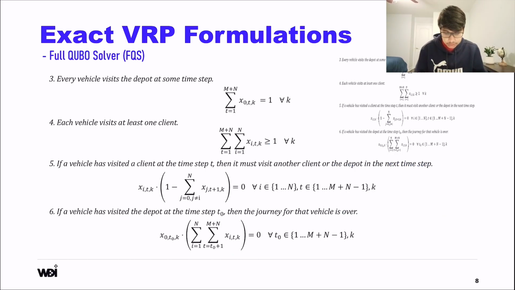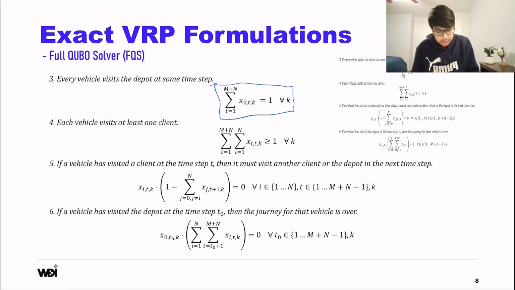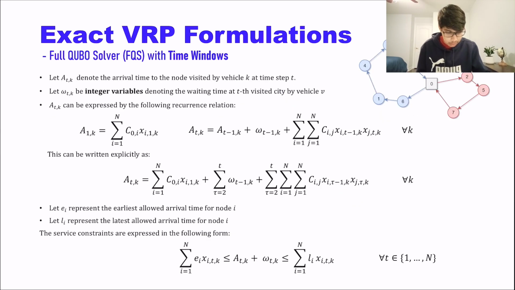Here are a few more constraints. So first of all, we have this constraint that says that every vehicle visits the depot at some time step. And notice we're starting from t equals 1. This is because we're not including the first time step. Obviously at t0, every vehicle is at the depot, but at some point, every vehicle must return to the depot.